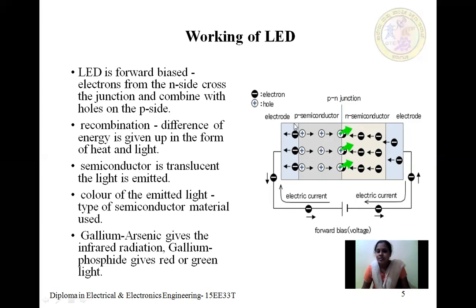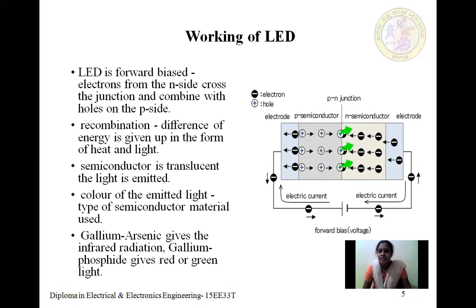In the P-type semiconductor, the majority carriers are holes. The electrons on the N side cross the junction. This is the junction here. After crossing the junction, they combine with the P-type semiconductor. Due to this recombination, energy is given up in the form of heat and light.